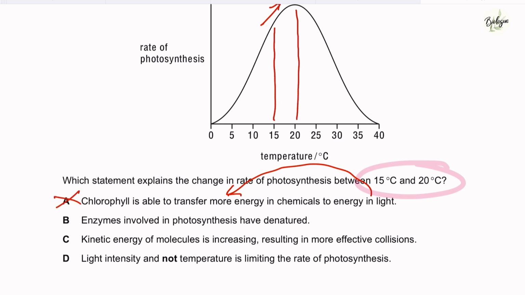Enzymes involved in photosynthesis have denatured. Definitely not, because in that case, the rate of photosynthesis would severely decrease. It's increasing in this case, so that's not right. C, kinetic energy of molecules is increasing, resulting in more effective collisions. That seems to be right.